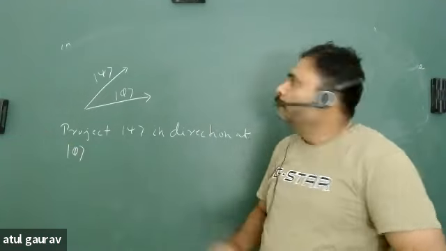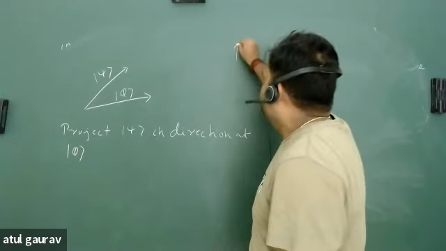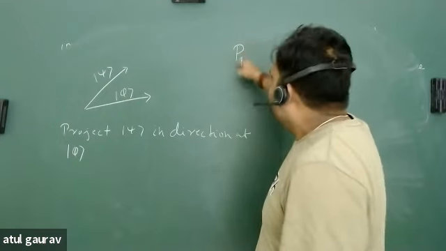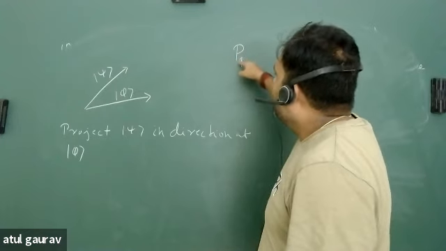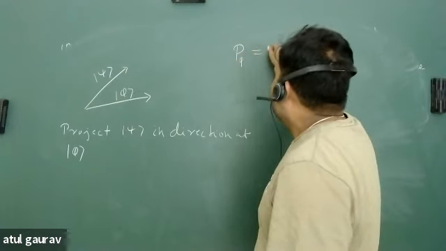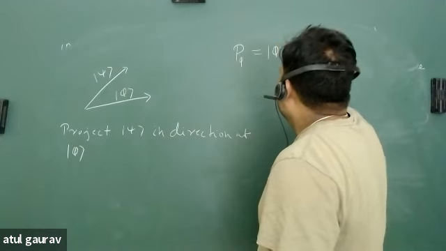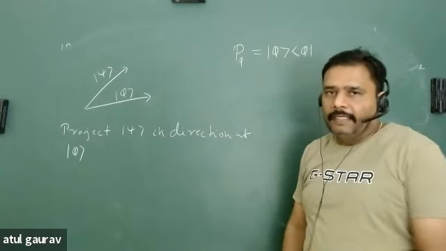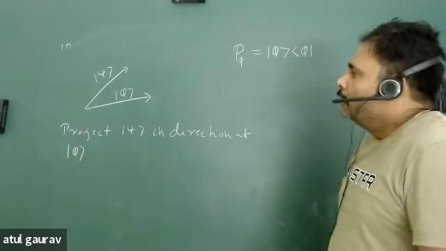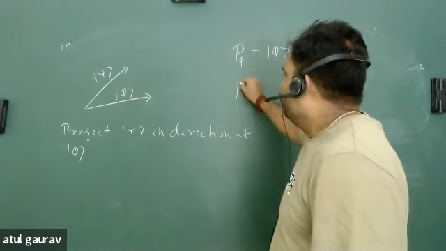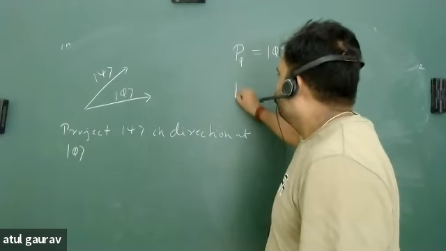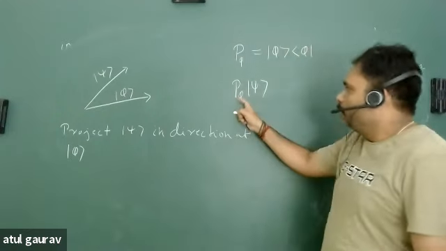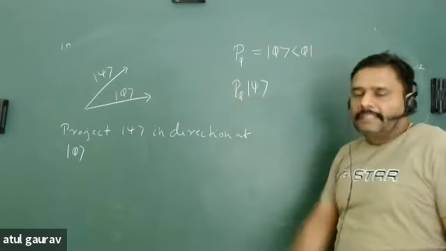So what you will do, you will make a projector operator, and let's say I am giving the notation P phi. So we have to make a projector operator for the phi, and this is defined as |phi><phi|. So this is the projector operator. Now I have to operate the projector operator P phi on the psi.